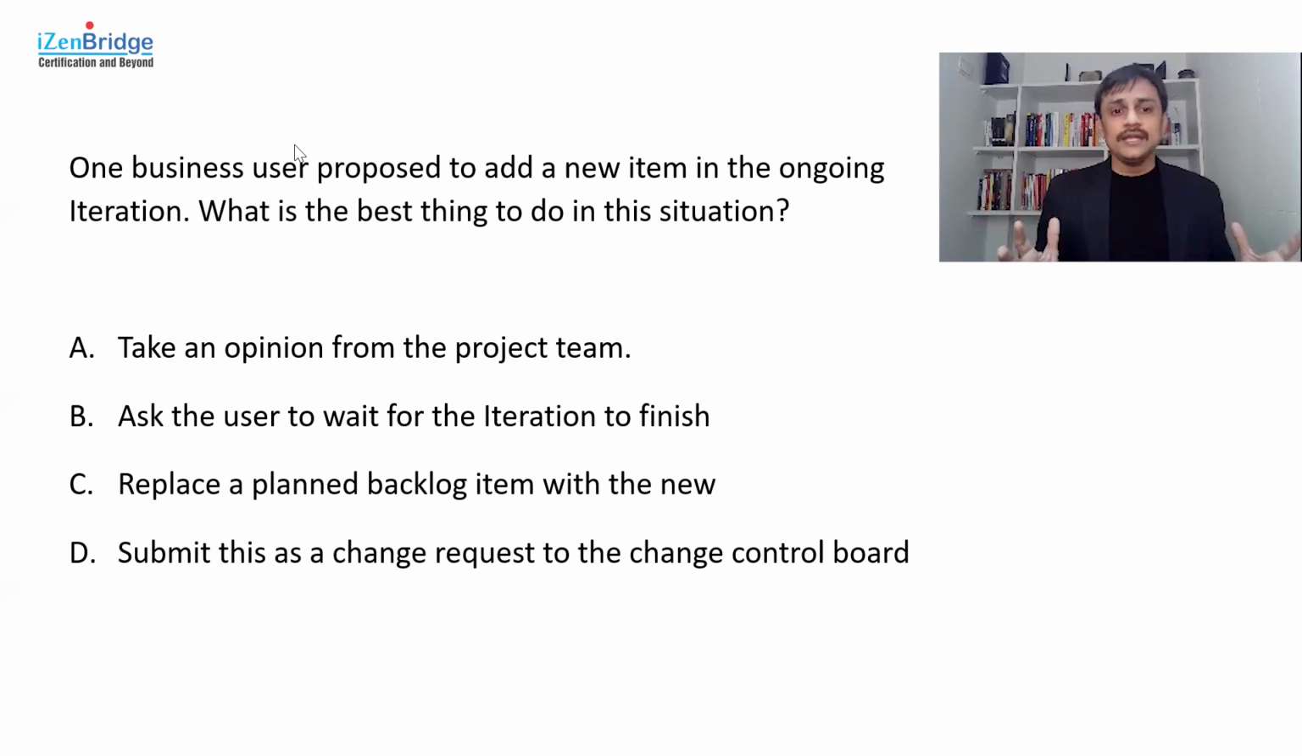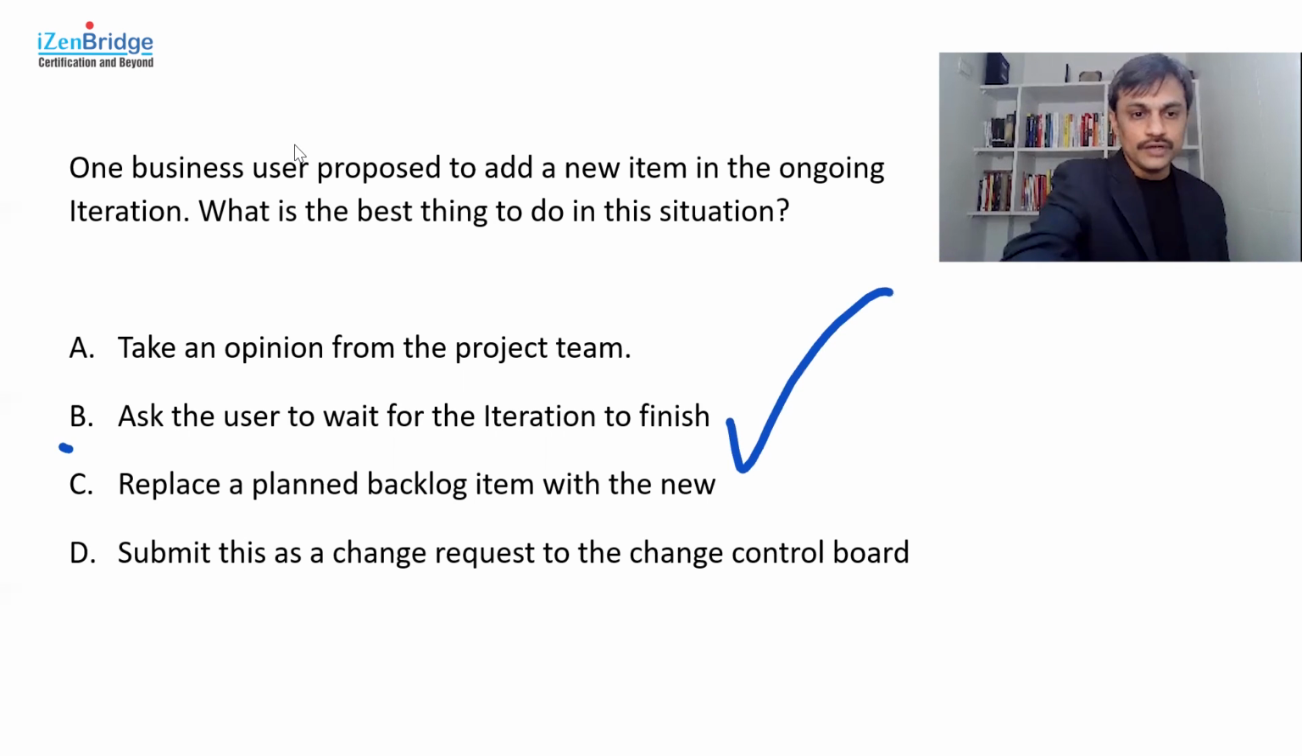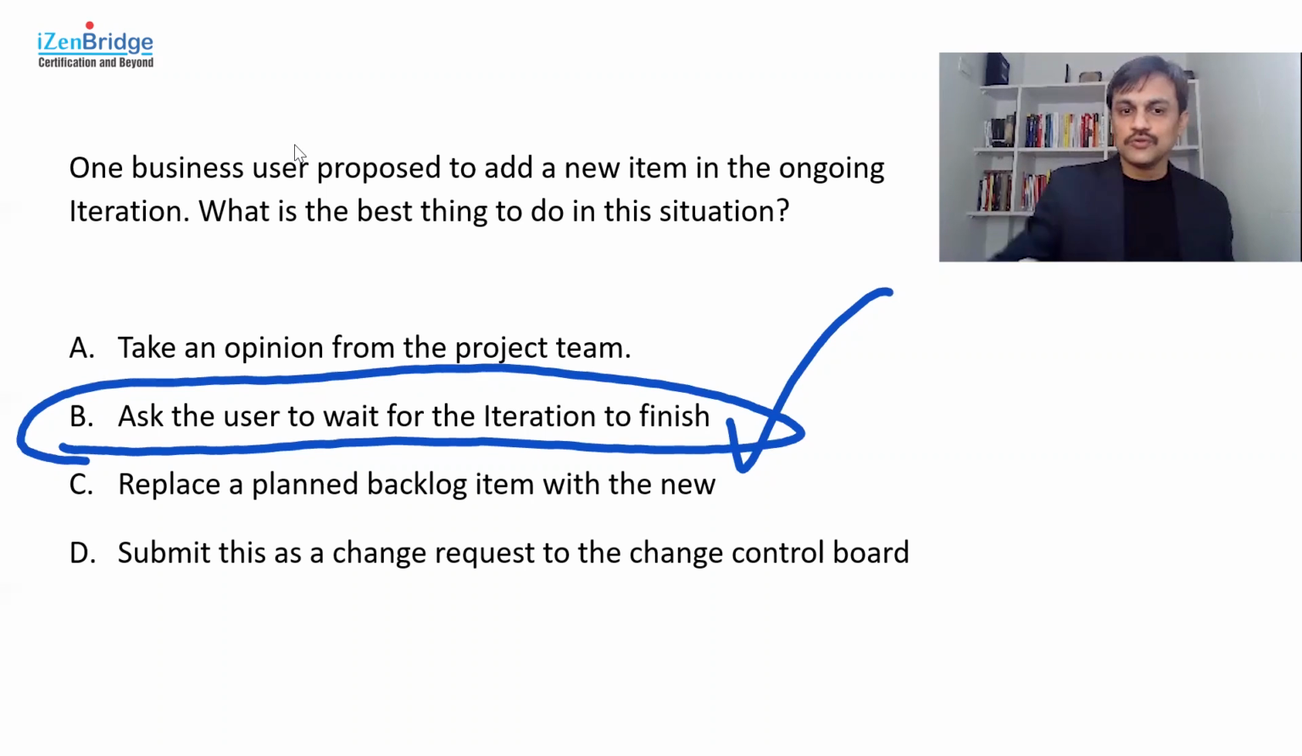So looking at all the other available options, I think B is the one which probably can work. We can ask the user to wait for the iteration to finish. B is giving a hint that probably in the next iteration, we can pick it up. That's not necessarily always true, because it also depends upon what other items are coming in. But making the stakeholder user wait for the iteration seems to be the best option out of the available ones. So we go with option B, ask the user to wait for the iteration to finish.